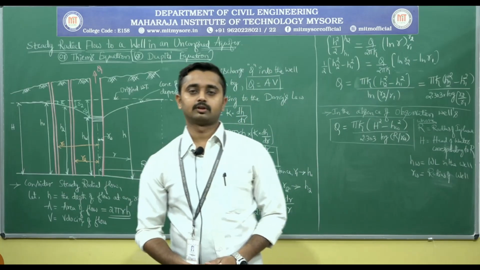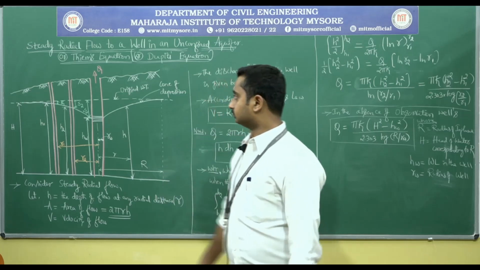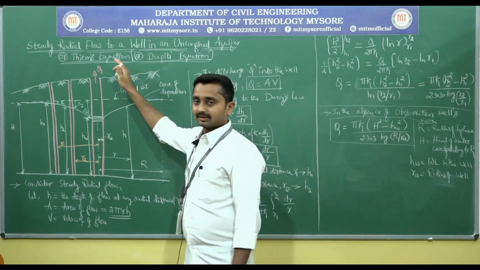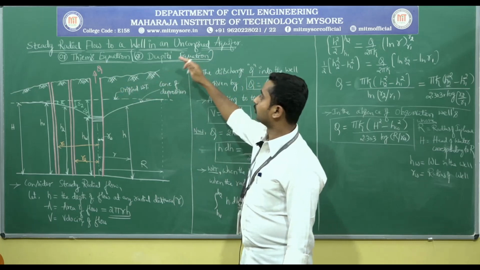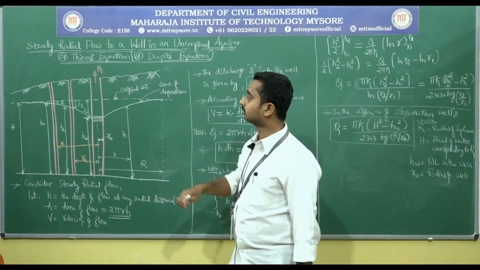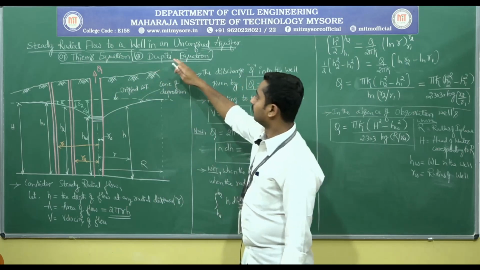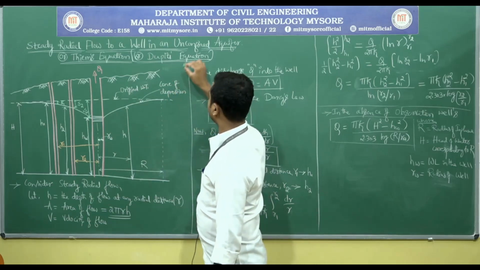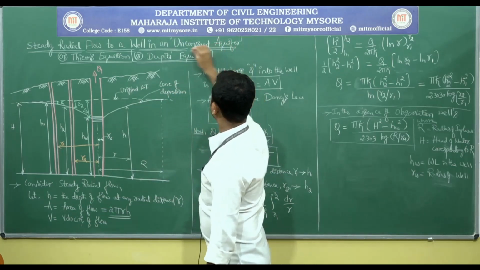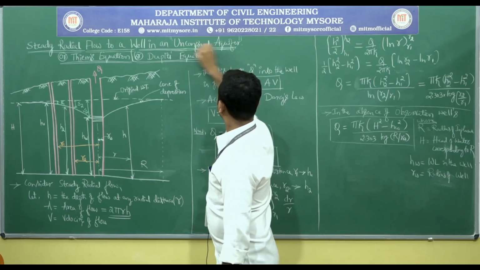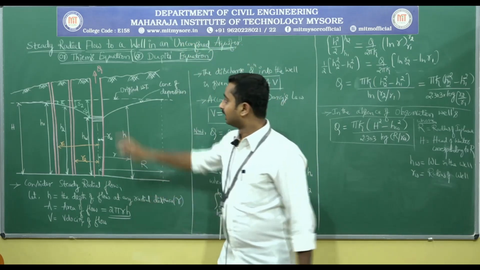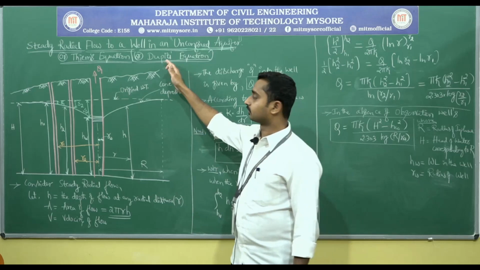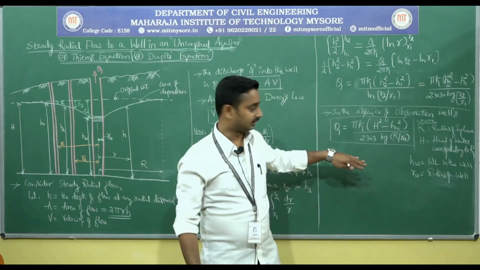Hello, welcome to the new session. Today we are going to derive Thiem's equation. Thiem's equation has another name, Dupuit's equation. I'll tell you everything one by one. So, steady radial flow to a well in an unconfined aquifer. When there is an observation well it is Thiem's equation, and when there is no observation well, the same equation is called Dupuit's equation. I'll tell you those things in this part.